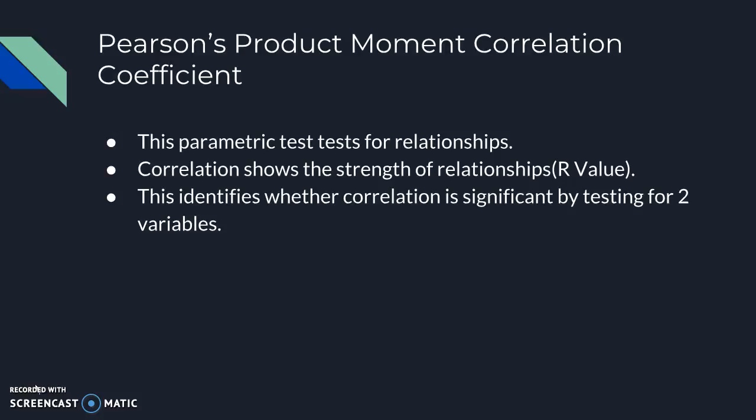Pearson's product moment correlation coefficient. This parametric test tests for relationships. Correlation shows the strength of relationships by using an R value. This identifies whether correlation is significant by testing 2 variables.